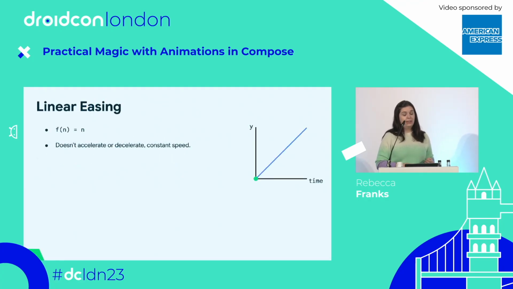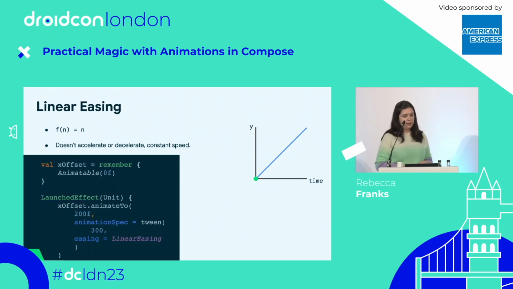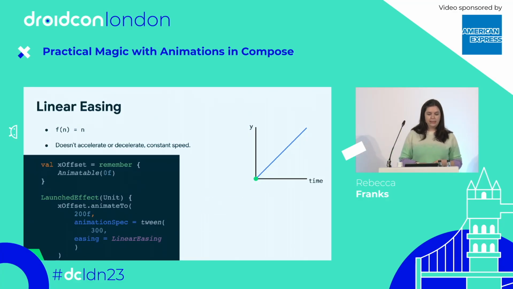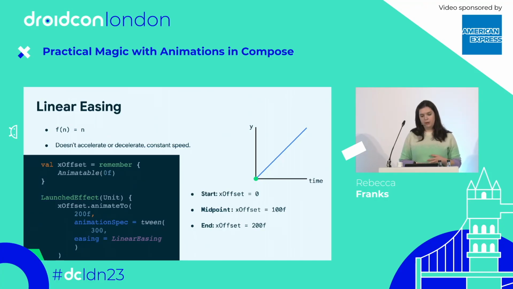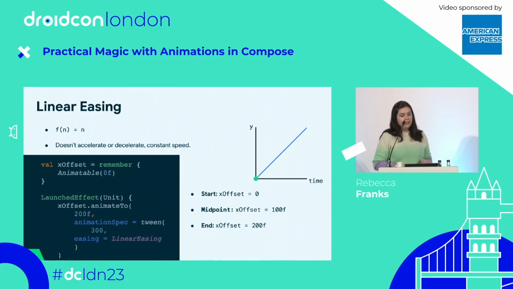Let's learn a little bit more about linear easing, though. This is when you transform your values linearly. There's no acceleration or deceleration. In this example, when we change the easing curve to linear easing, the animation would run as follows. At 0 milliseconds, the x offset would be 0, and exactly midpoint, it would be exactly halfway. And at the end of the animation, 300 milliseconds, the x offset would be at its final destination.